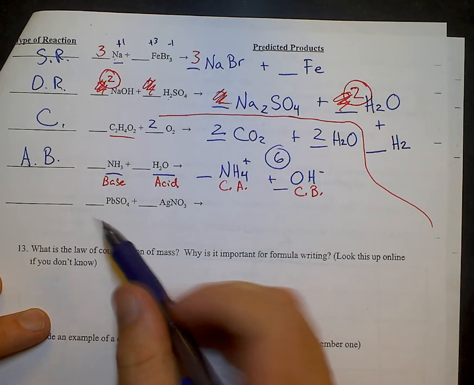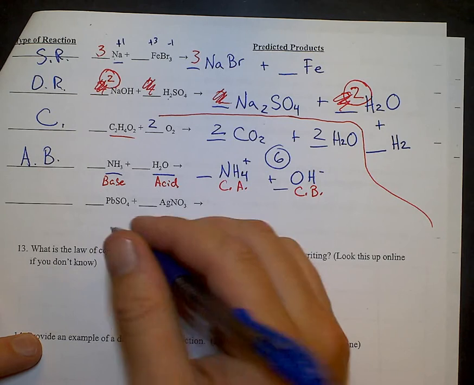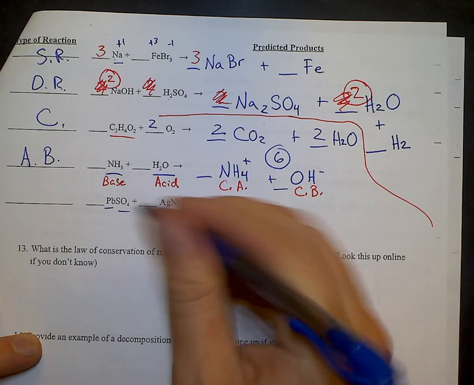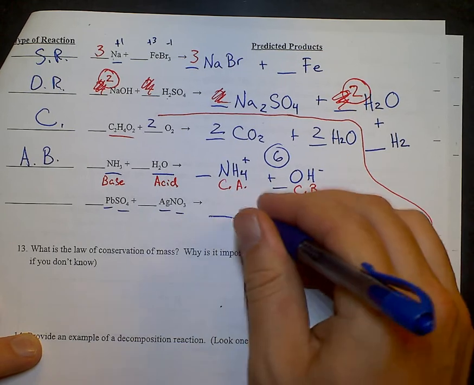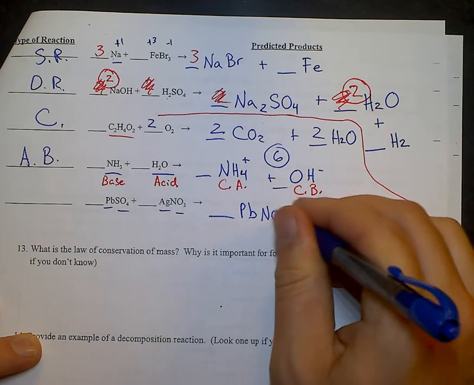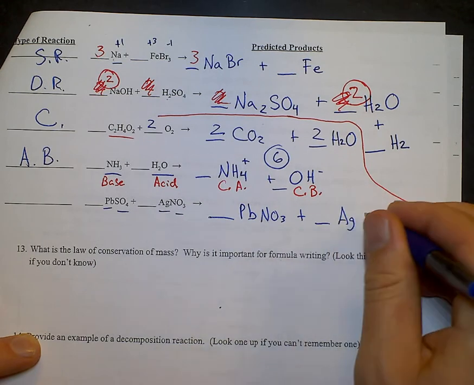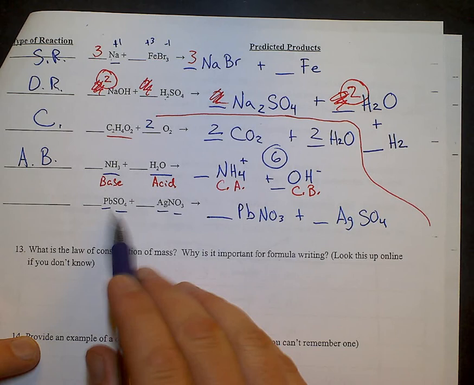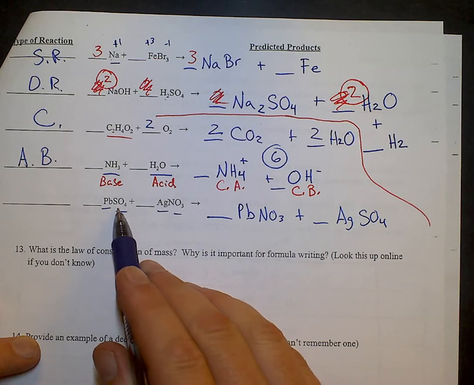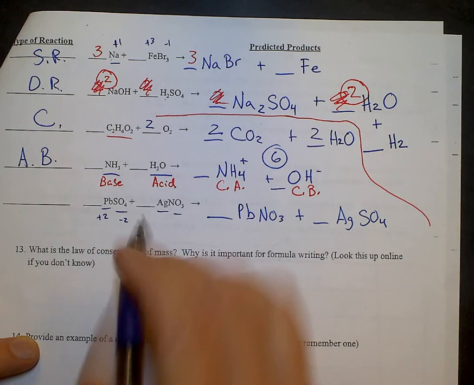Last one, we have lead sulfate plus silver nitrate. Lead's positive, sulfate's negative, silver's positive, nitrate's negative. We're going to make lead nitrate. We're also going to make silver sulfate. Lead, Pb, looking at our periodic table, has a charge of, let's see here, where's our sulfate? SO4, positive 2, negative 2. That's why we have a 1-to-1 ratio.